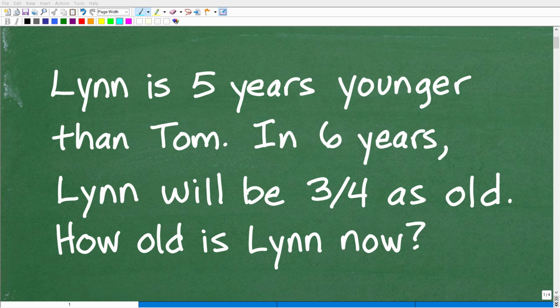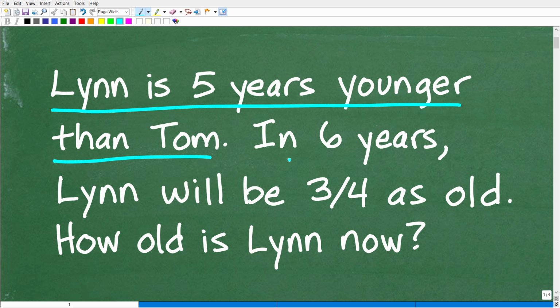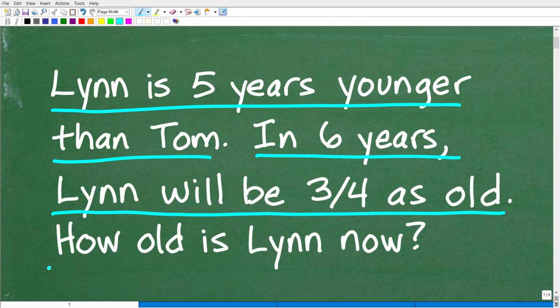Okay, so get ready to put your math skills to work to solve this interesting little math word problem. Matter of fact, let me go ahead and read the problem. It is the following. Lynn is 5 years younger than Tom. In 6 years, Lynn will be three-fourths as old. How old is Lynn now? Okay, so that is the question.